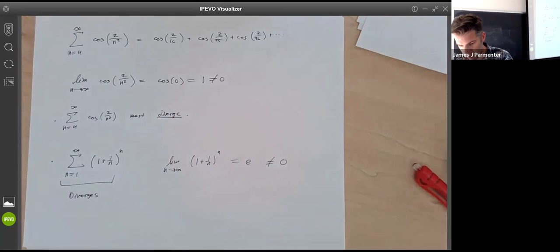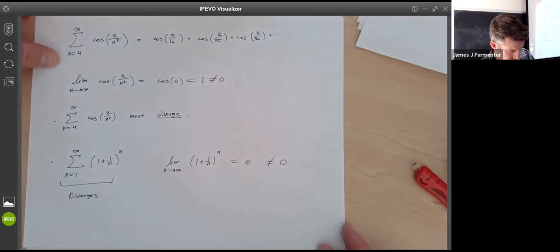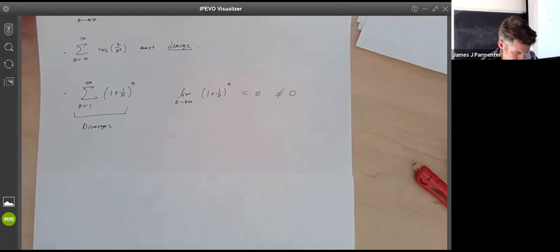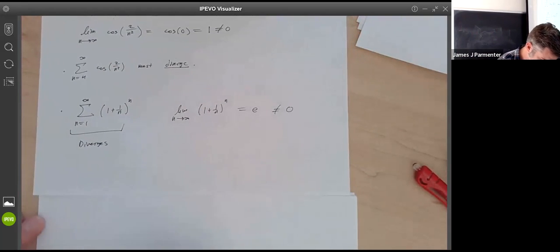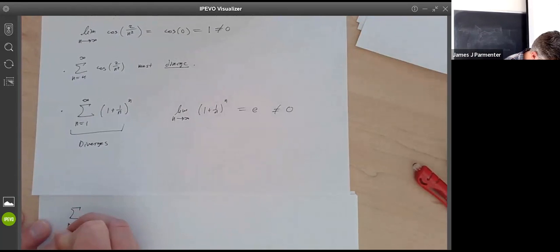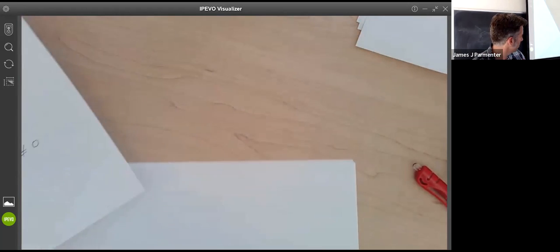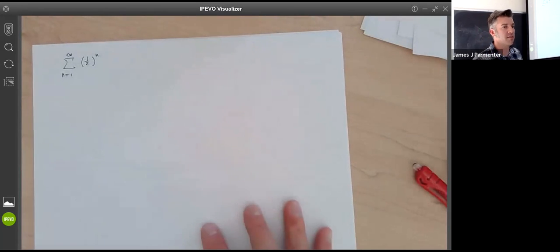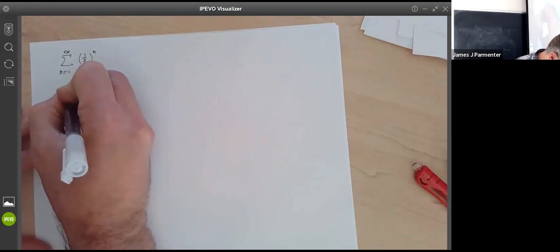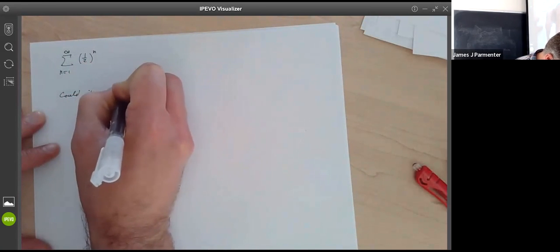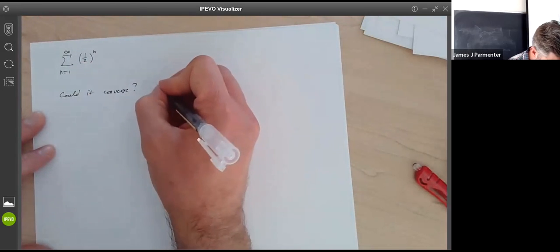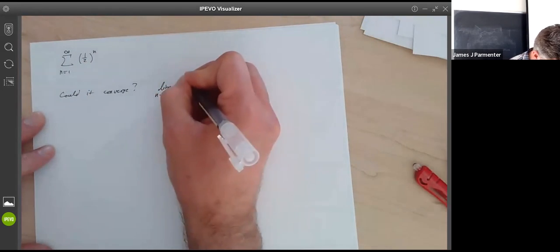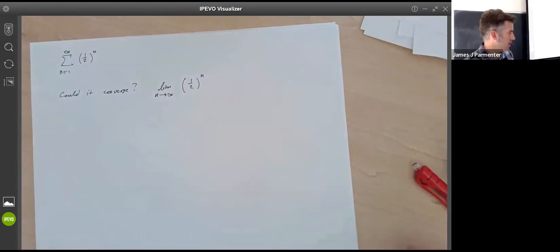All right, but we might be a little more interested in some series that actually converge. So let's look at some other examples. This is a pretty classic example. Let's look at the sum from n equals 1 to infinity of 1/2 to the n. So first and foremost, let's ask ourselves, could it converge? Well, let's take the limit as n goes to infinity of the sequence 1/2 to the n.